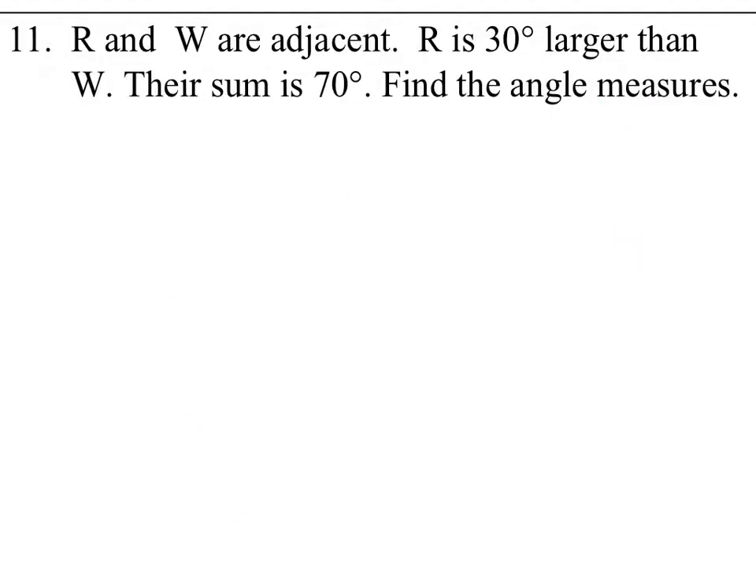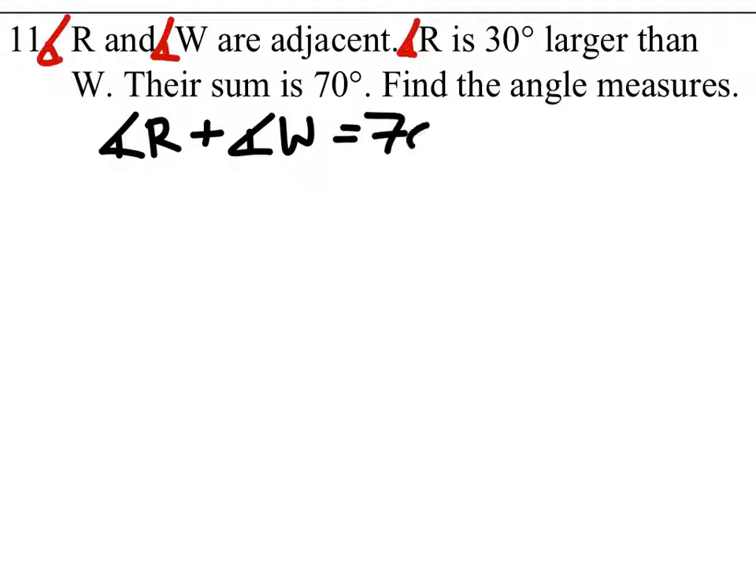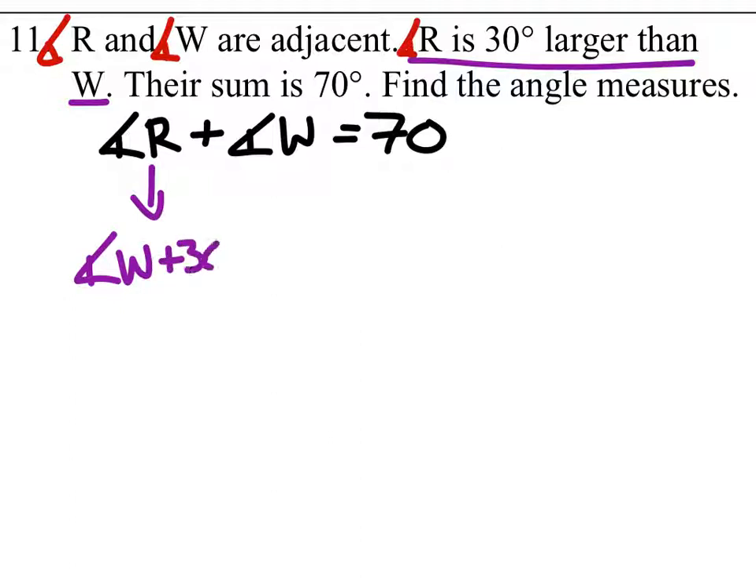R and W are adjacent. These are angles, by the way. They just forgot to label them angles. Angle R is 30 degrees larger than W, and their sum is 70 degrees. So this means that if I took angle R and added angle W, I'd get 70 degrees. However, it says that angle R is 30 degrees larger than angle W, so I'm going to replace R with angle W, but 30 more degrees.